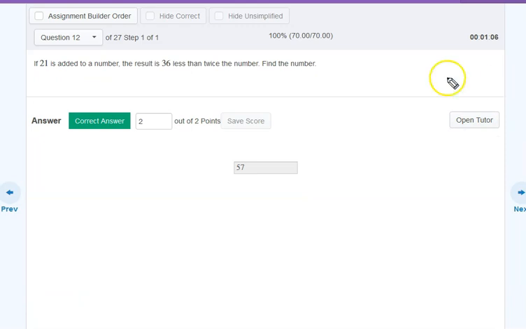In example 12, we have a word problem. If 21 is added to a number, so there's the number, we're going to add 21 to it. The result, that would be equal, is 36 less than twice the number. Well, twice the number, less 36. So again, it may take time to get the equation, but we want to solve it.